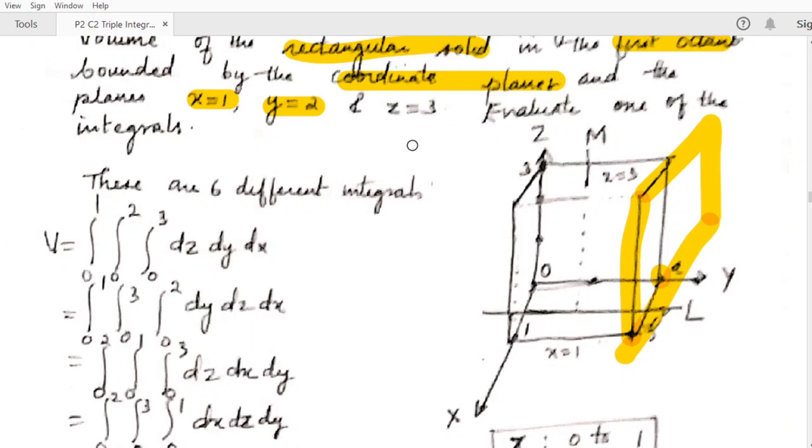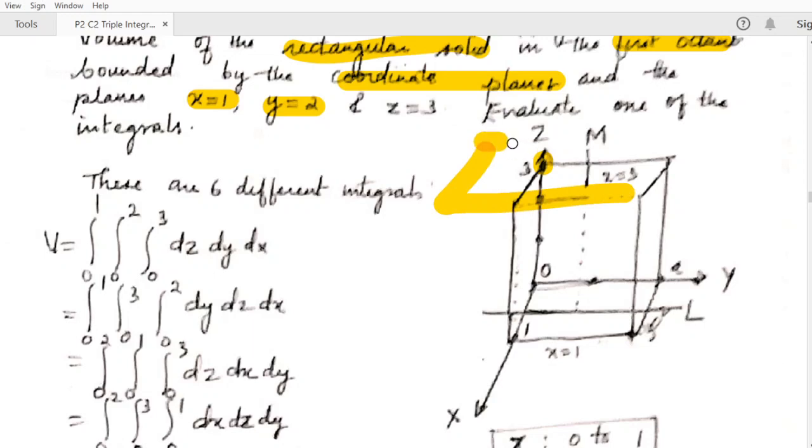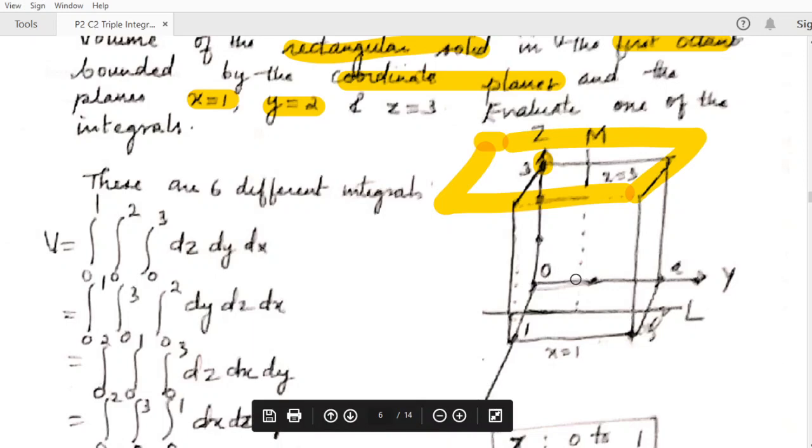And then the next plane is z equal to 3. Z equal to 3 means again we first have to see the point 3 on the z axis. Suppose this is 1, 2 and 3. Suppose this is the point 3 on the z axis. Then z equal to 3 means the plane passing through the point z equal to 3 and parallel to the xy plane. So that is our z equal to 3.